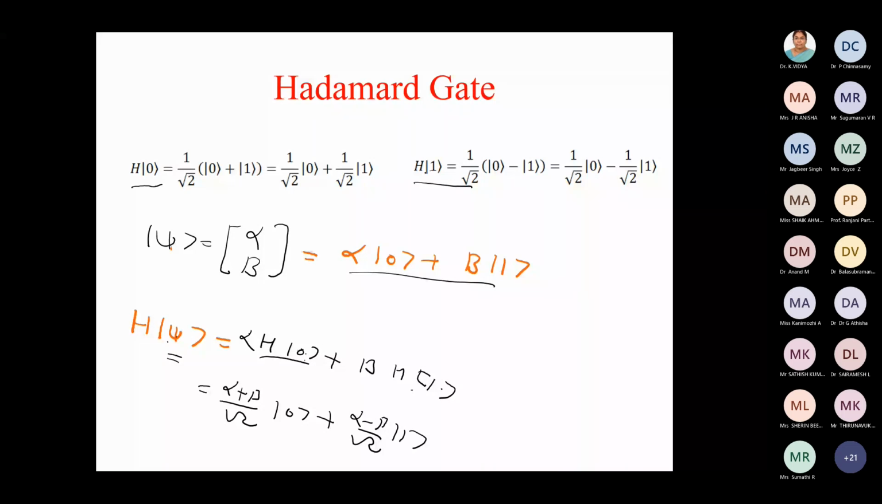But if a general state alpha beta kind of thing is there, then we will get alpha plus beta by root 2, alpha minus beta by root 2. So this alpha beta can vary. In the simple case of 0 and 1, these are 1 by root 2, 1 by root 2. But it can take any value. But the condition should be what? Mod alpha square plus mod beta square should be 1.